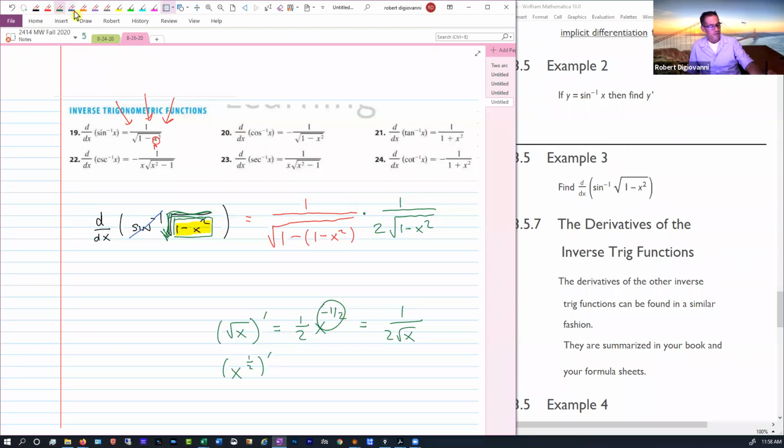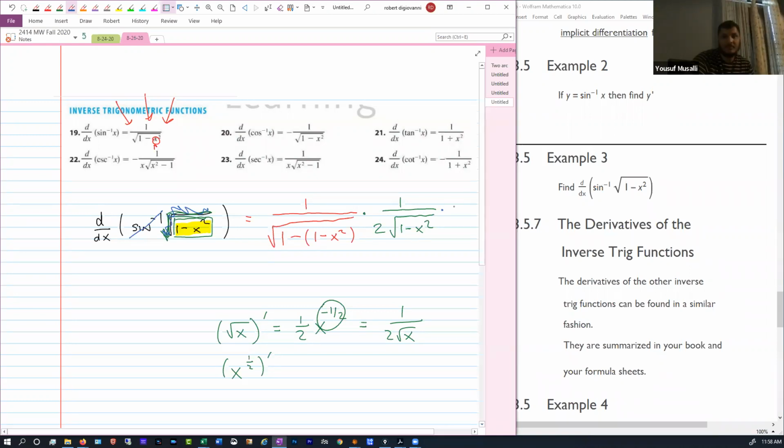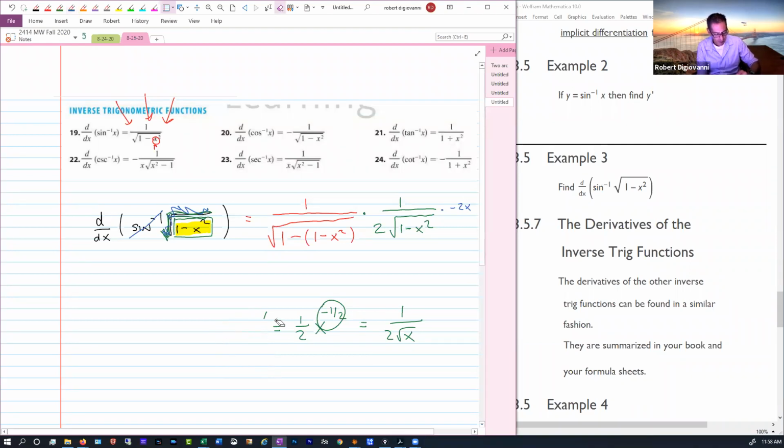Nope. Now I've got to still do chain rule times the derivative of the next layer in. So now I'm taking care of the square root. The next layer in is the 1 minus x squared. I have to take the derivative of that. And what is the derivative of 1 minus x squared? Negative 2x. Okay, there it is. Now let's try and clean it up a little bit because it is kind of messy.